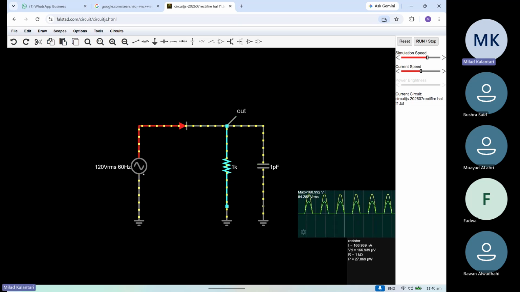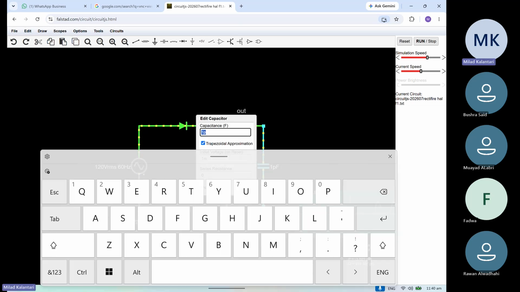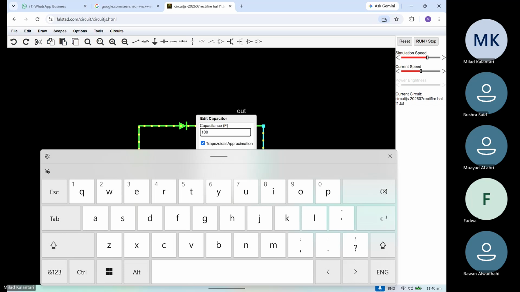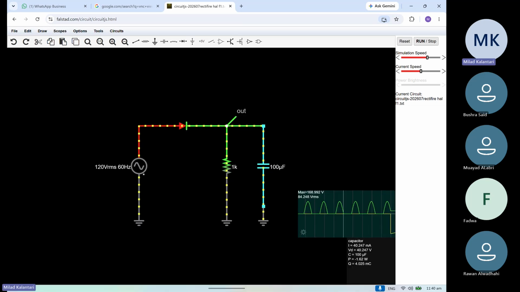So the capacitor is saving some charge in the positive cycles, but at the negative cycle it still has the charge, right? It can give the charge back to the load. I increase this cap value to, let's say, 100 microfarad. Is it enough?